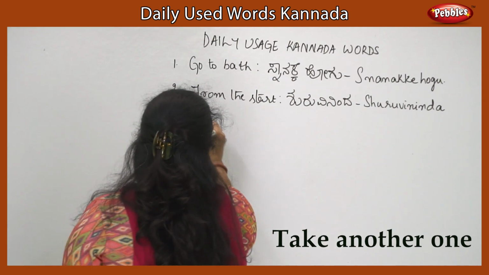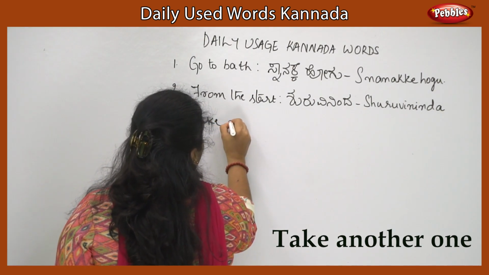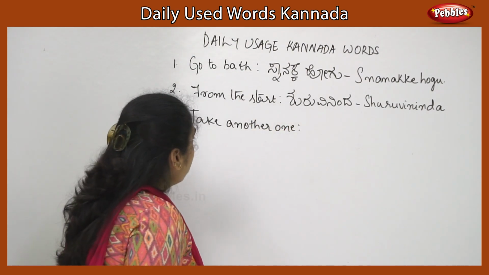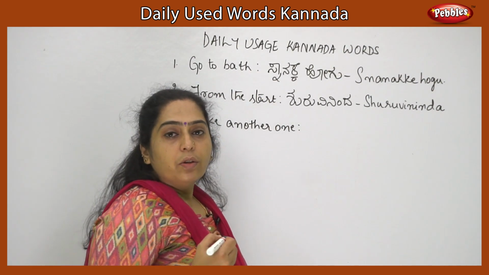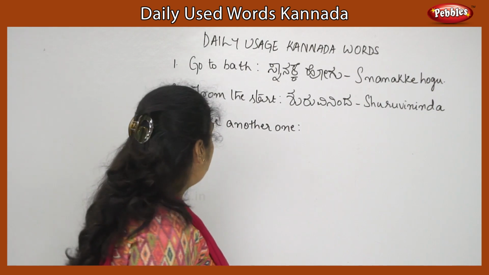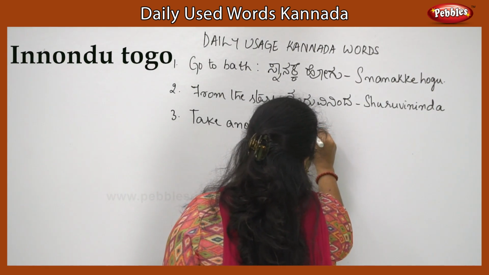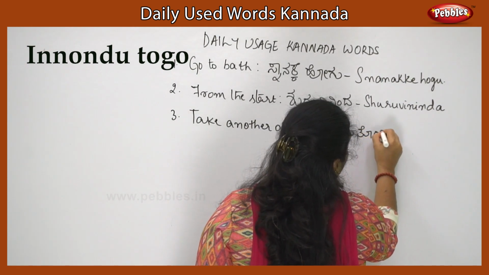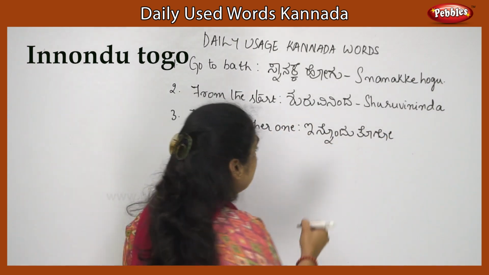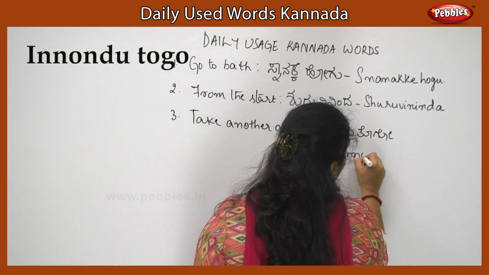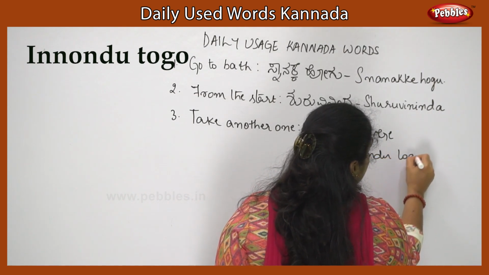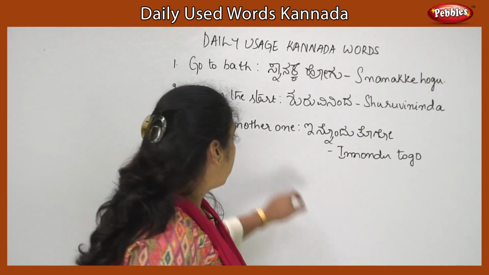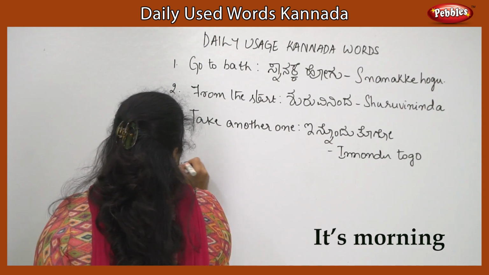Third one is take another one. If you want to take any fruit or something, or any guest comes to your house, you will tell them, take another one, like innondu togo. Take another biscuit, take another chocolate, take another fruit, take another dosa, like that, innondu togo.